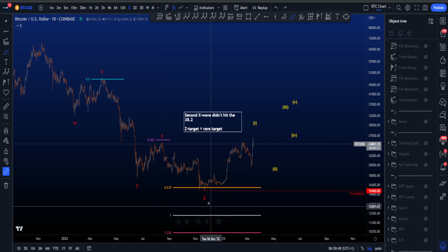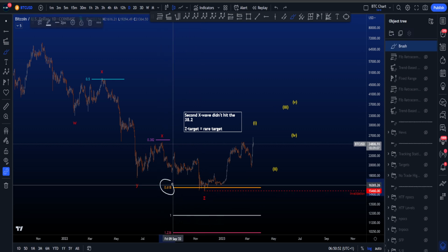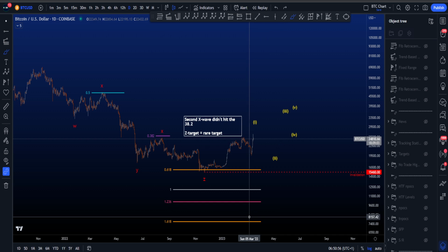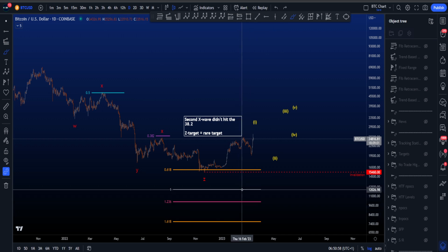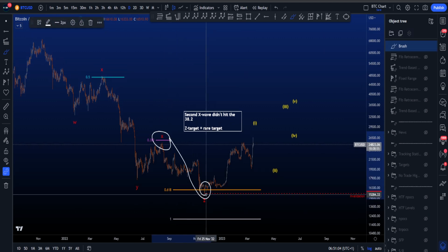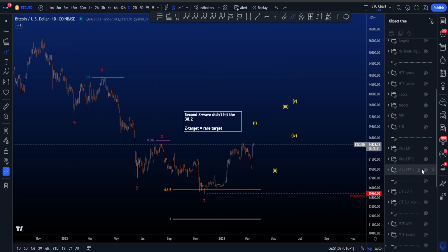And this, in combination with the fact that wave Z also hit a rare target, which is the 0.618, with the more common targets being down here, the 1 and the 1.236 at 12K and 10.1K. So these 2 together, wave X not reaching the target and wave Z with a rare target, make me think that this scenario is also less likely.